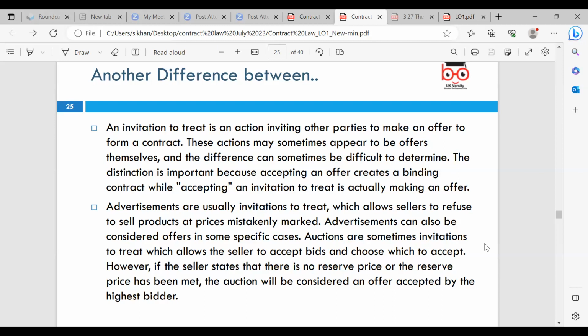The distinction is important because accepting an offer creates a binding contract, while accepting an invitation to treat is actually making an offer. Advertisements are usually invitations to treat, which allow sellers to refuse to sell products at prices mistakenly marked. Advertisements can also be considered offers in some specific cases. Auctions are sometimes invitations to treat, which allows the seller to accept bids and choose which to accept. However, if the seller states there's no reserve price or the reserve price has not been met, the auction could be considered an offer accepted by the highest bidder.